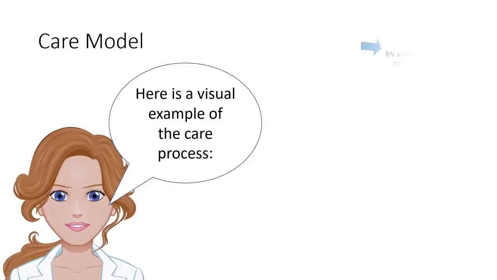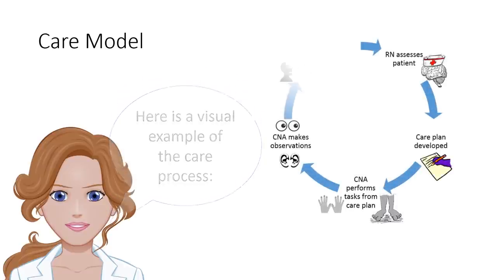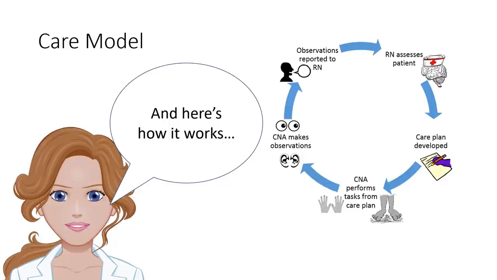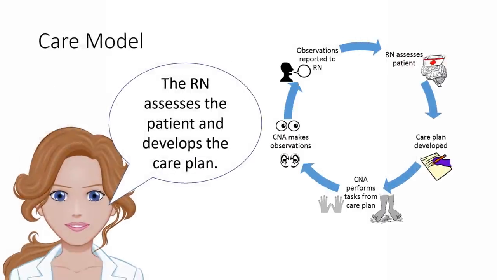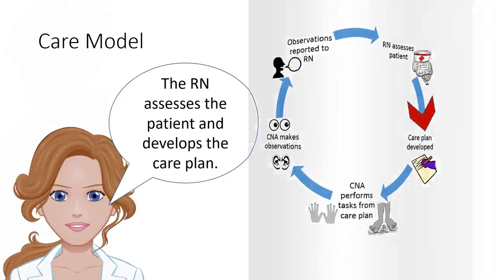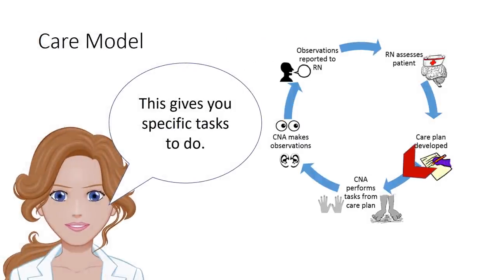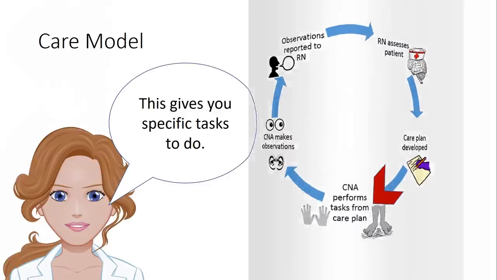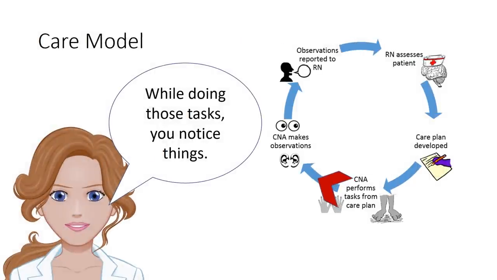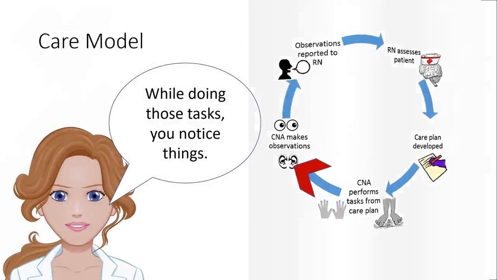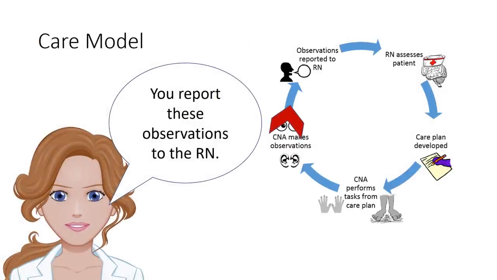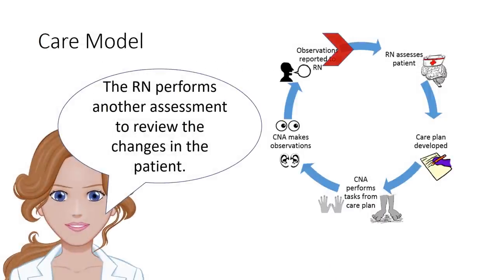Here's a visual example of the care process. And here's how it works. The RN assesses the patient and develops the care plan. This gives you specific tasks to do. While doing these tasks, you'll notice things. You'll report these observations to the RN. The RN performs another assessment to review the changes in the patient.